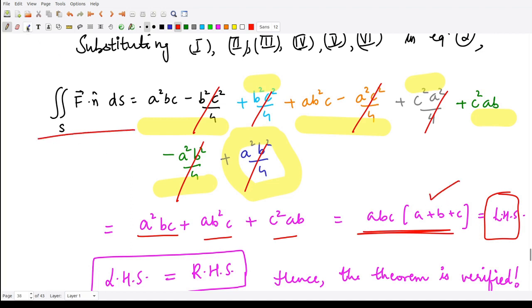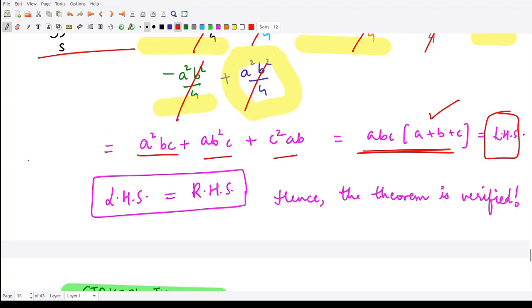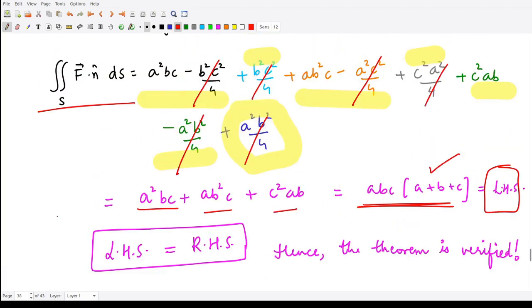This quantity is exactly equal to what you got when you calculated the volume integral. In this way we have shown that the Gauss Divergence Theorem is valid for the given vector f, whenever we were given the volume for the rectangular parallelepiped. So I hope this is clear to you.